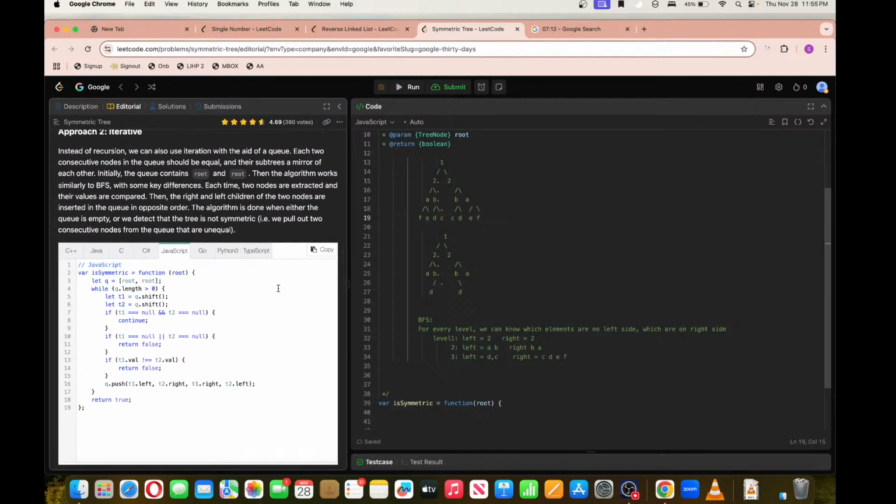For BFS, we can also use iteration with the aid of a queue. Two consecutive nodes in the queue should be equal, and their subtrees mirrors of each other. Initially the queue contains root and root. Then the algorithm works similar to BFS with some key differences. Each time two nodes are extracted, their values are compared. Then the right and left children of the two nodes are inserted into the queue in opposite order.